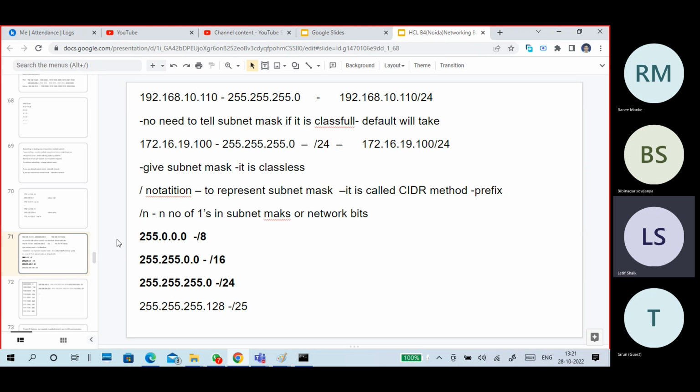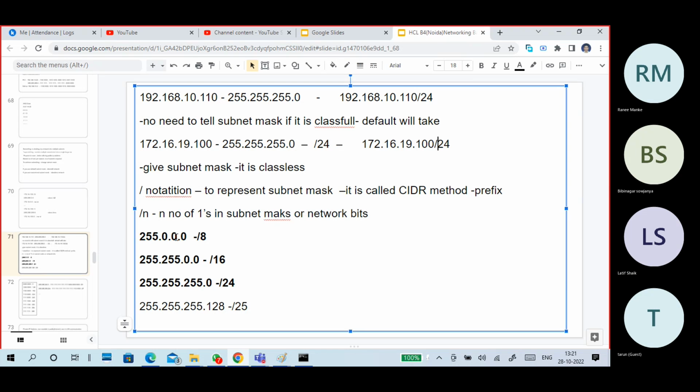What is this slash notation, guys? A prefix or CIDR method represents the subnet mask in slash notation. Instead of writing the full subnet mask, you can tell it in the slash notation. You can see /24, /24.